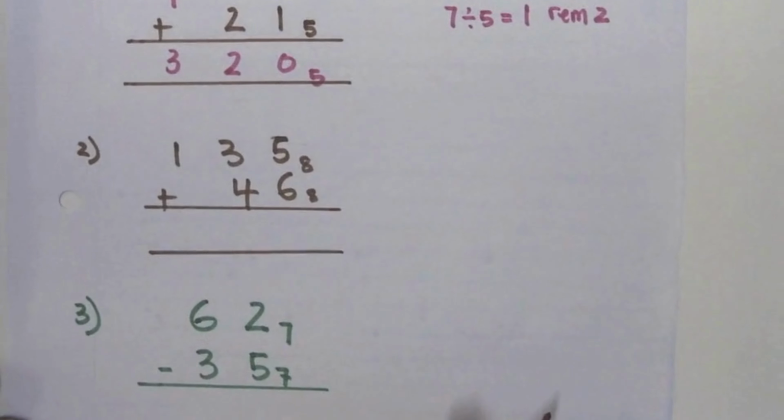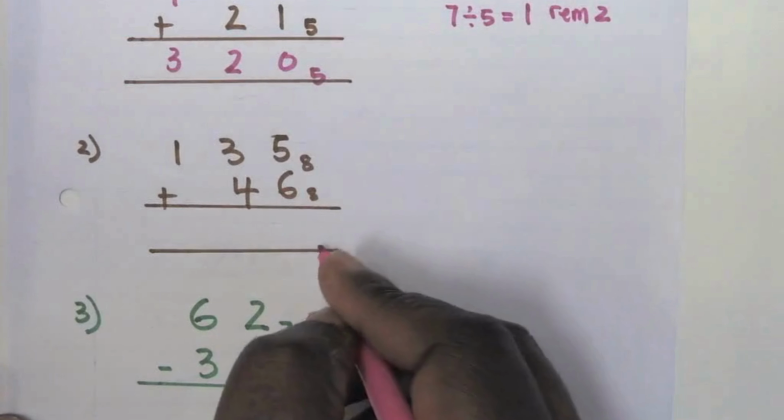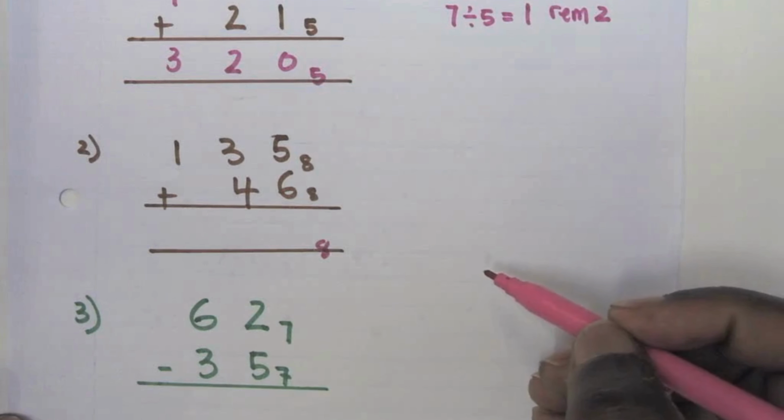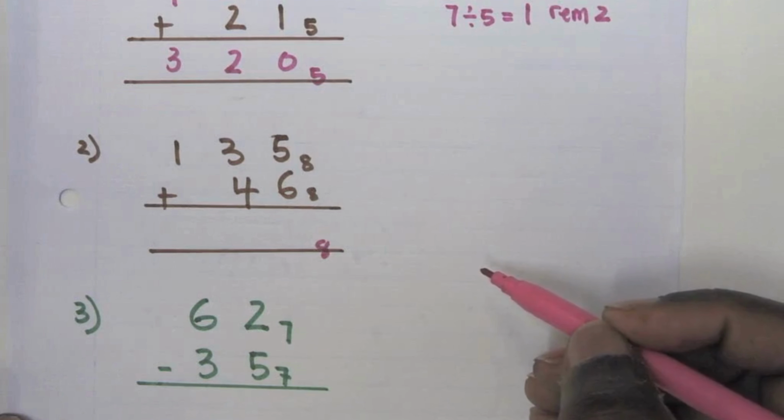If I move on to number 2, I'm going to add numbers which are in base 8, so my answer is going to be in base 8. Base 8, with numbers from 0 up to 7.